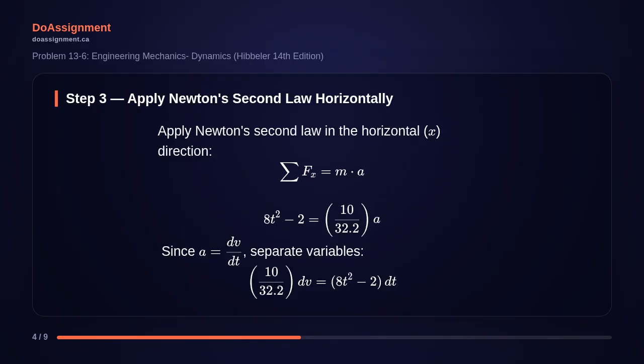Applying Newton's second law horizontally, the net force is the applied force 8t squared minus the friction force of 2 pounds, and this equals mass times acceleration. Since acceleration is the time derivative of velocity, we can separate variables and write mass times dv equals the net force times dt.